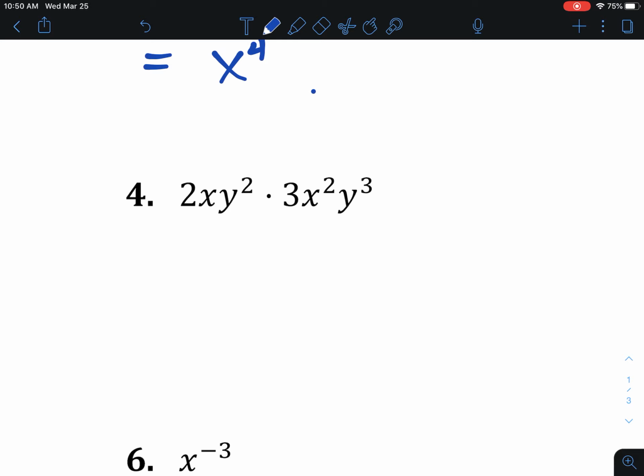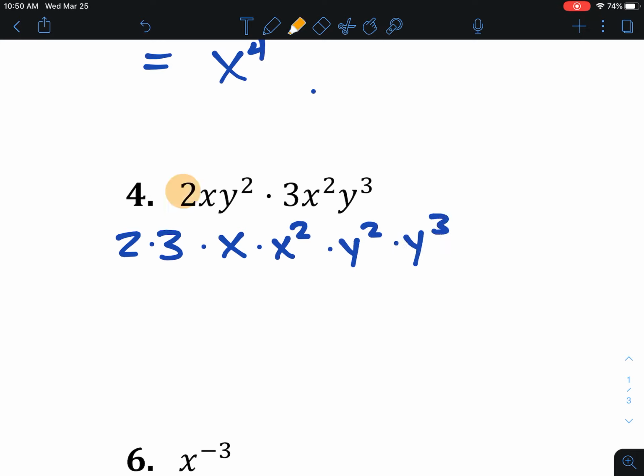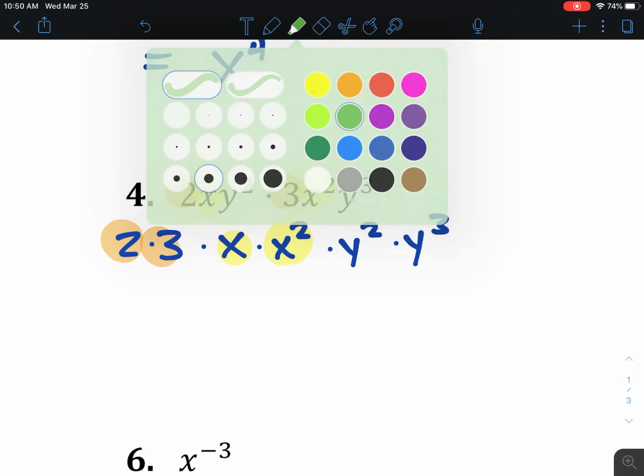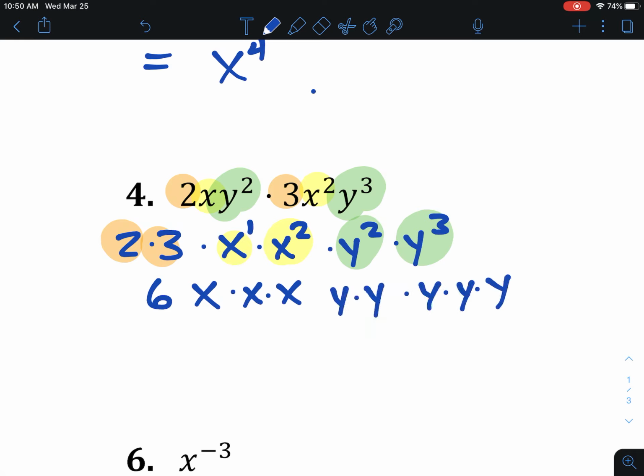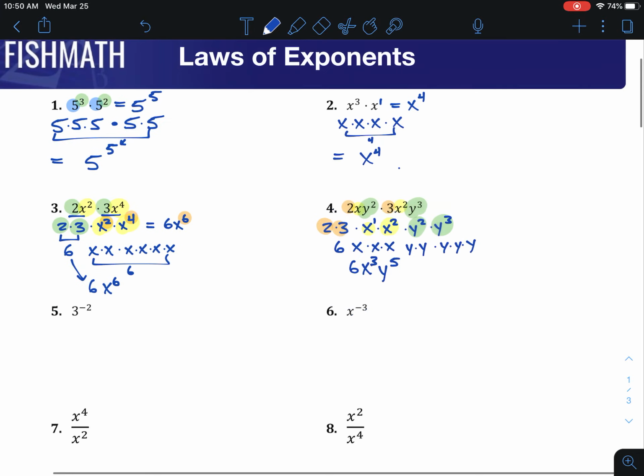Number 4 is a little more complicated here. So again, same idea. I'm going to do the 2 times 3 first, then the x parts, then the y parts. Again, just reordering. So 2 times 3, I moved the x and the x squared next, and then the y parts after that. Okay, so then from there, we just do each part separately. So 2 times 3 is 6. X to the first times x squared would be x times x times x. And then for your y's, it'd be y times y times y times y times y, which would be 6x cubed, y to the 5th. Again, just counting our pieces, we can see how many x's, how many y's.